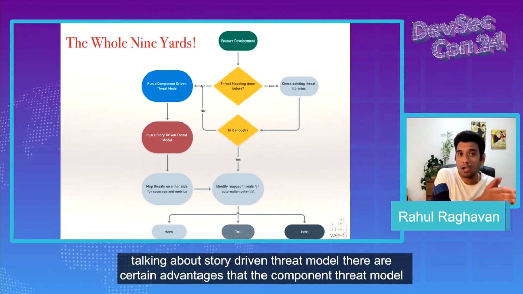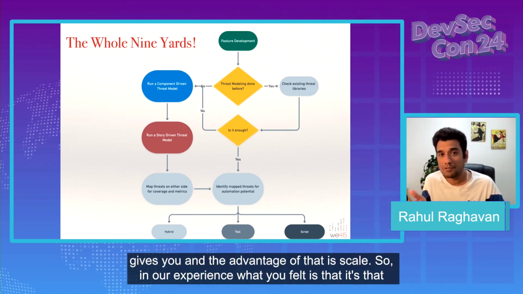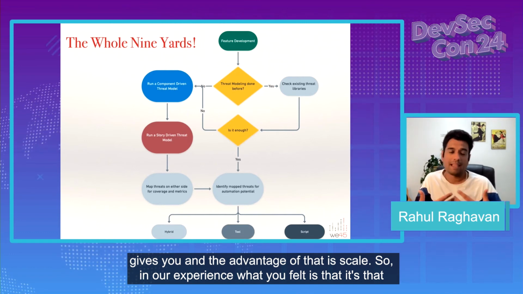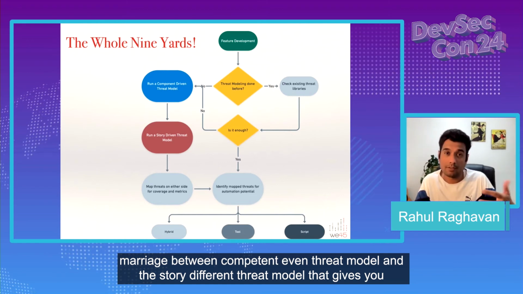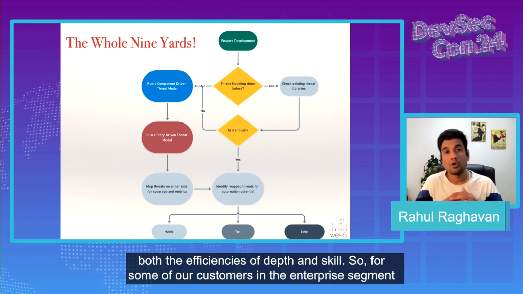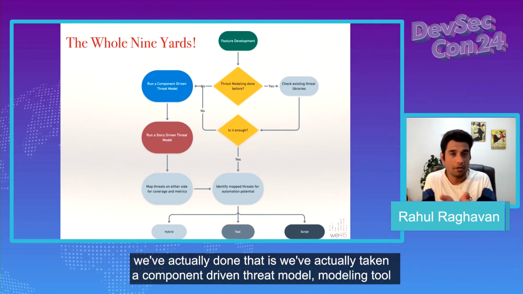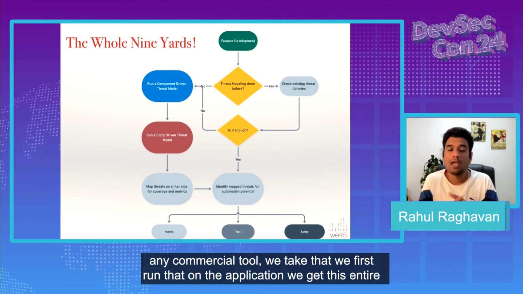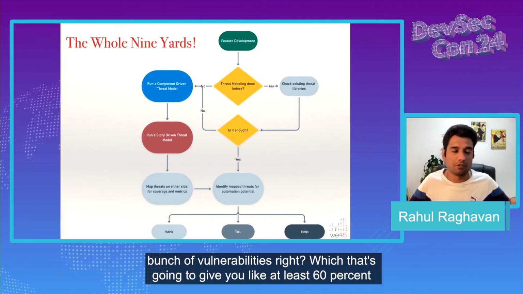Like we said, though we're talking about story-driven threat model, there are certain advantages that the component-driven threat model gives you. And the advantage of that is scale. So in our experience, it's that marriage between component-driven threat model and the story-driven threat model that gives you both the efficiencies of depth and scale. For some of our customers in the enterprise segment, we've taken a component-driven threat modeling tool, any commercial tool. We first run that on the application, and we get this entire bunch of vulnerabilities, right?